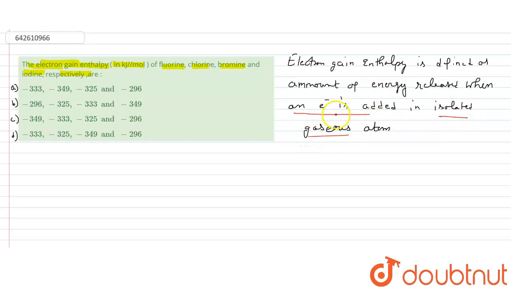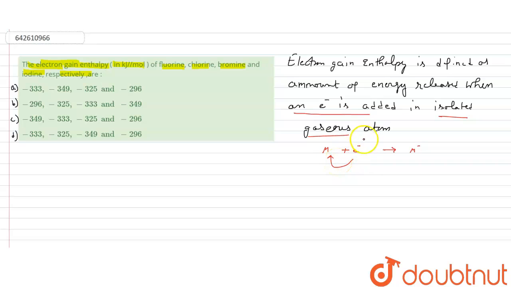So here you can see that, let's say we have an element M. When we add an electron to it, we'll get M negative here. So this electron is adding into this element, that means reduction is taking place here.